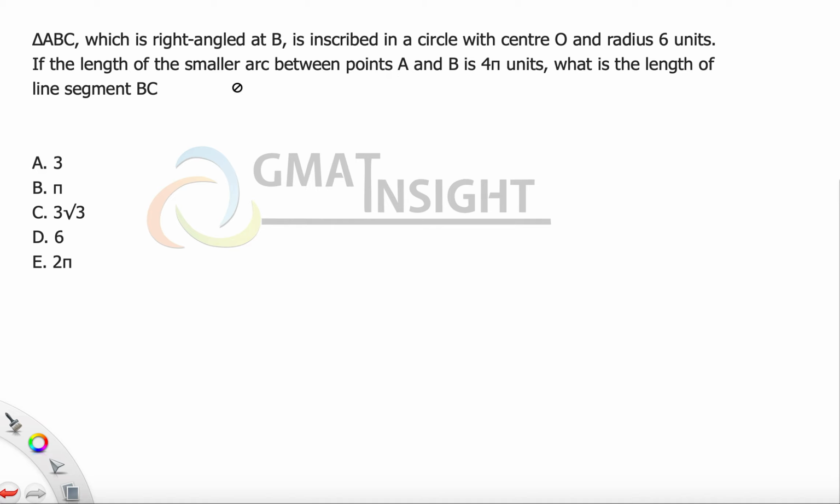Here in this question, the term used is smaller arc. However, the GMAT generally uses the term minor arc. The difference between the minor arc and the major arc is that a minor arc is any arc which is less than half the circle, that means less than a semicircle. And an arc which has a length greater than half of the circle circumference is called the major arc.